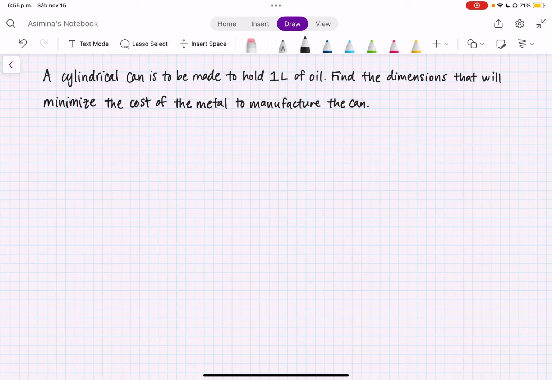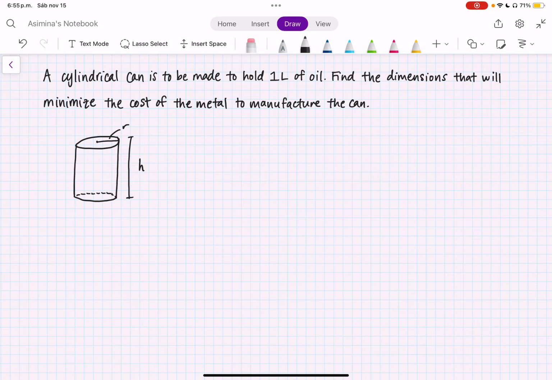So let's start by drawing out our cylinder. So we don't know what the dimensions of the cylinder are, that's what we need to find. So let's suppose it has radius r. We'll suppose that the height is h. So what is the surface area of this cylinder?